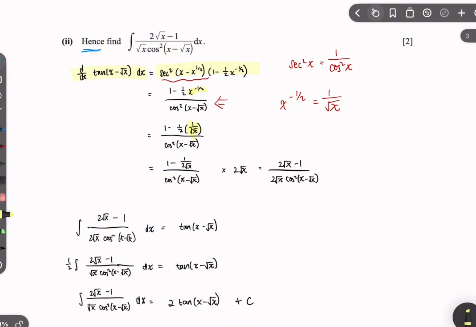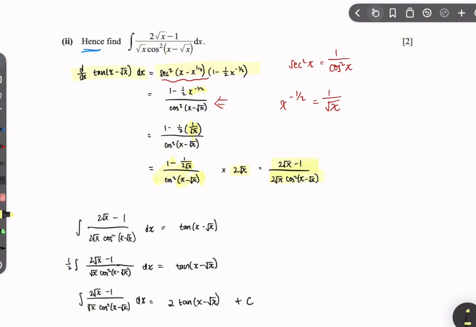Okay, and then simplify the equation. And since the numerator has a fraction, I want to try to get rid of the fraction. So to get rid of the fraction, I will multiply by 2 root x, and doing so will give you this.